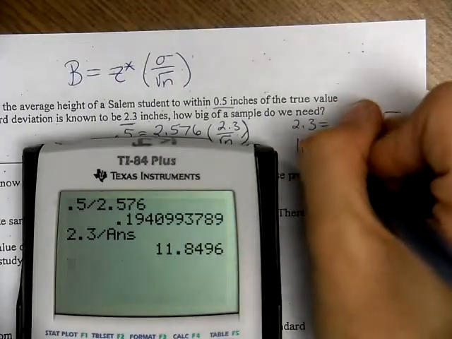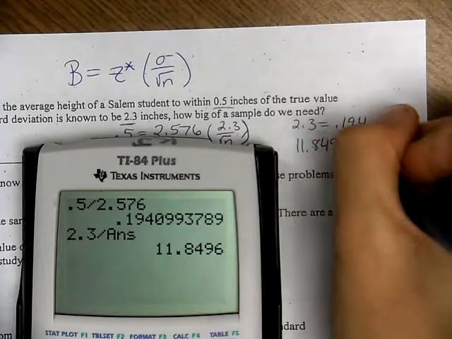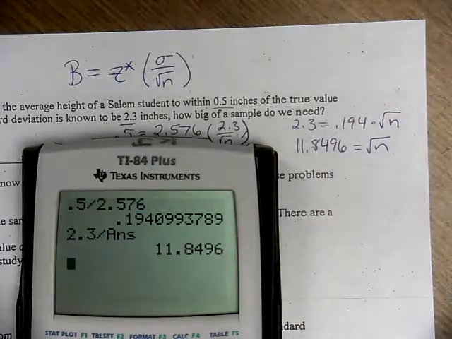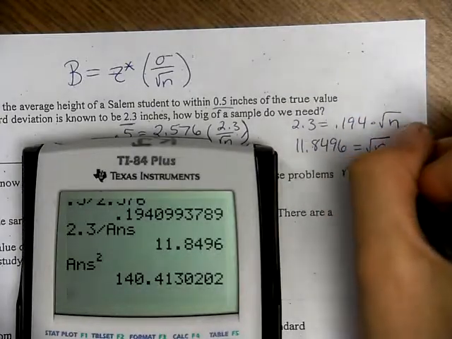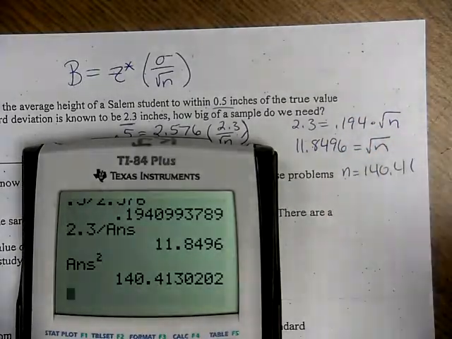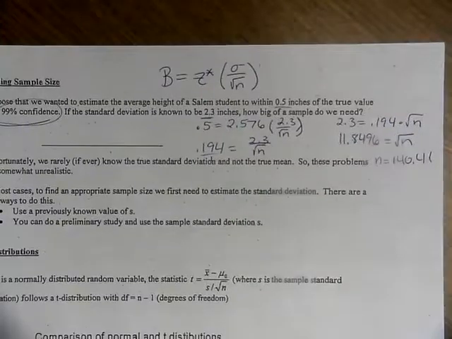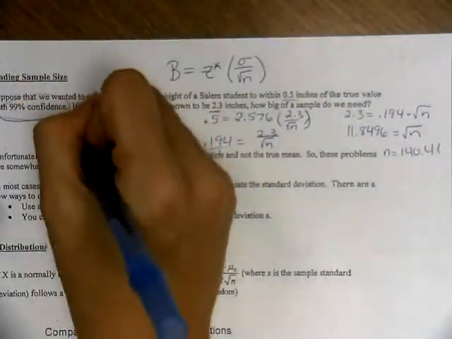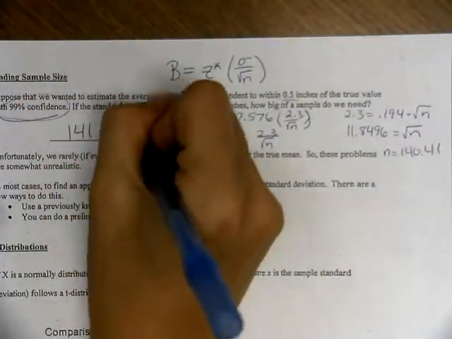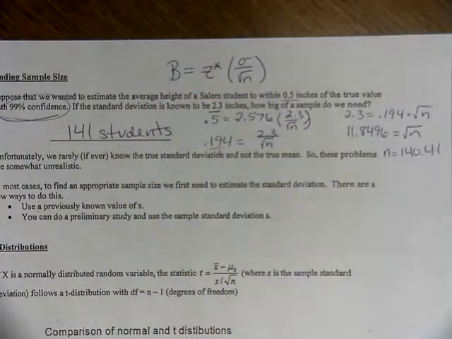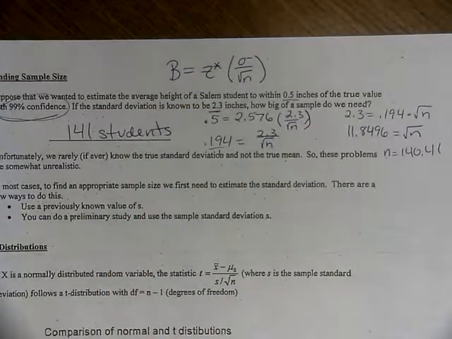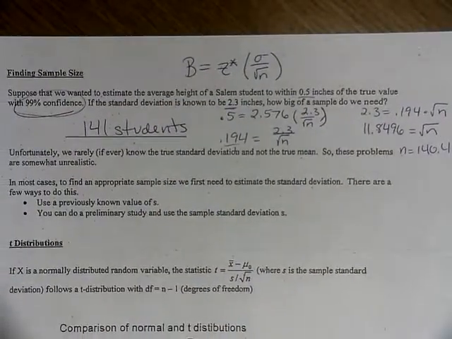So 11.8496 equals the square root of n. And then I'm going to square both sides. So n is 140.41. Just like we did in 9.2, round up. So what should my sample size be? I should pick 141 students. 141. So just like we did in 9.2, but with means.